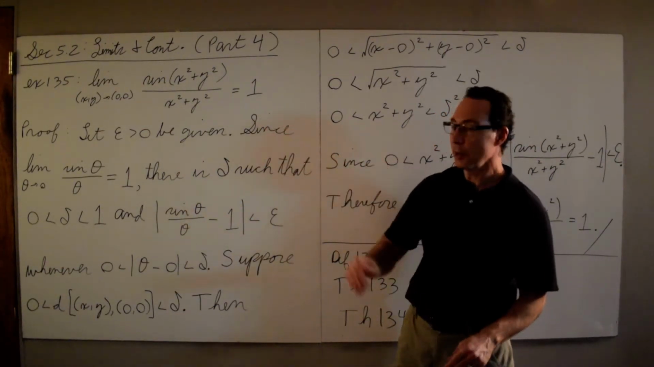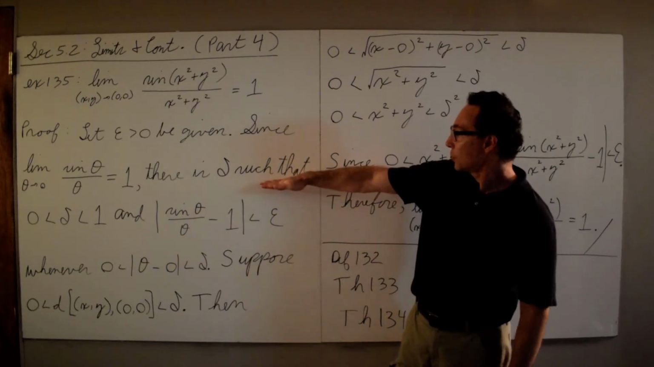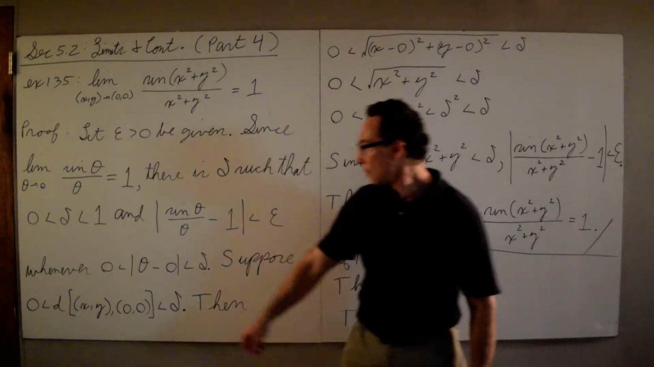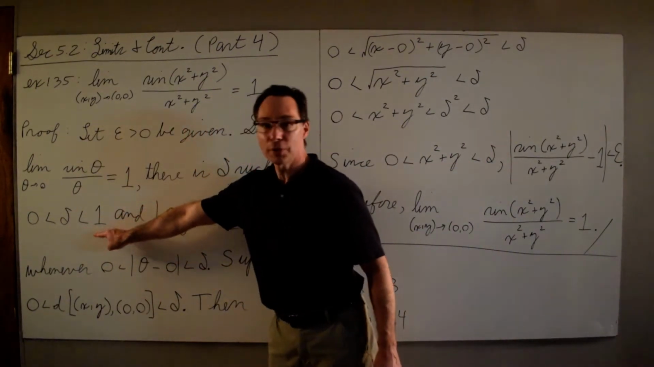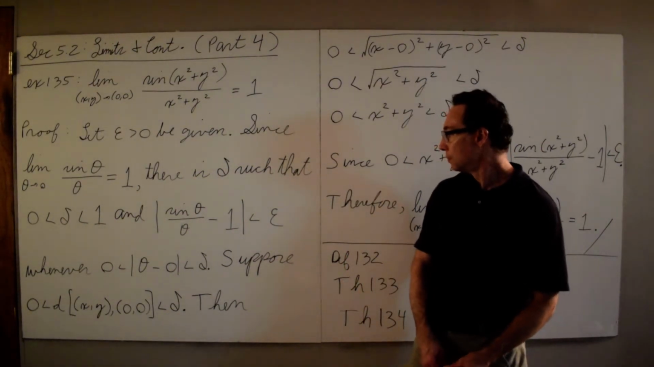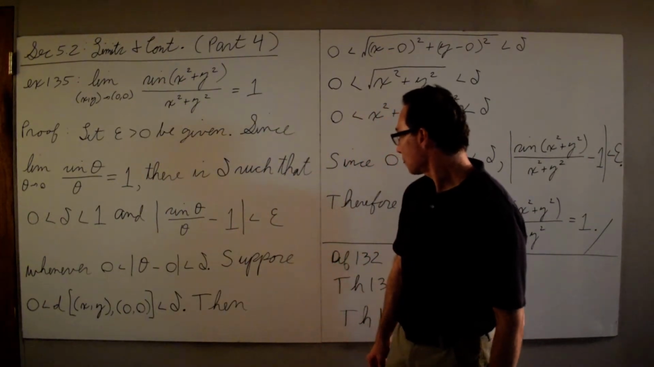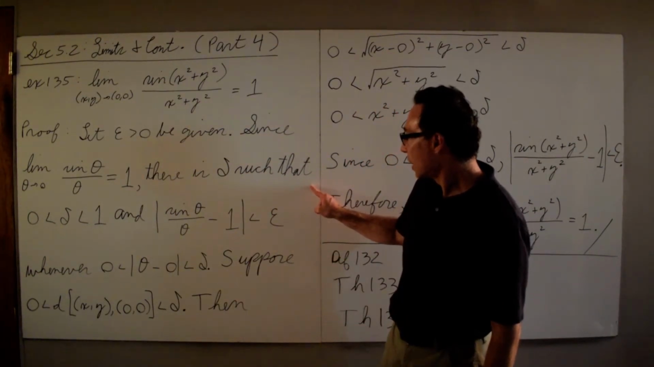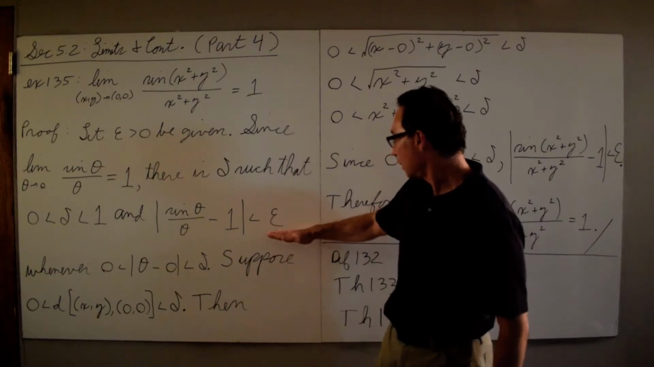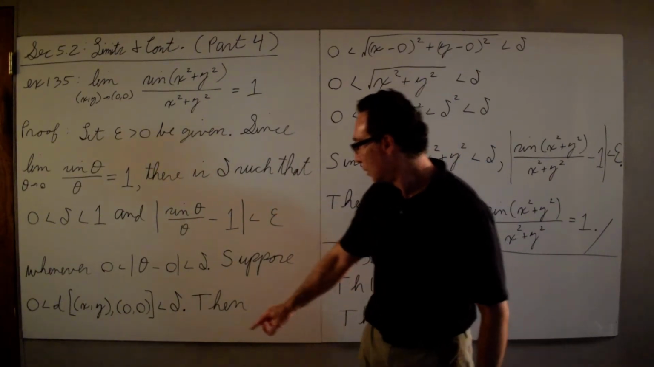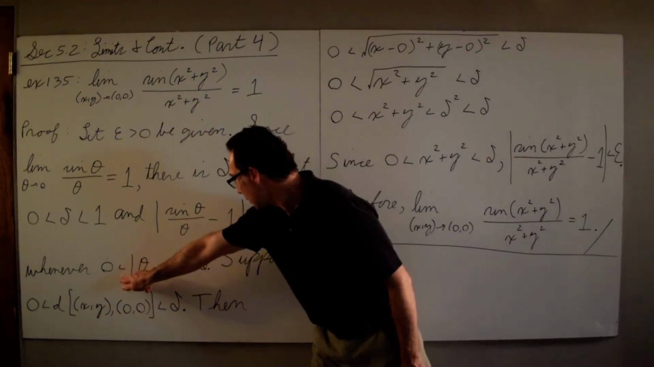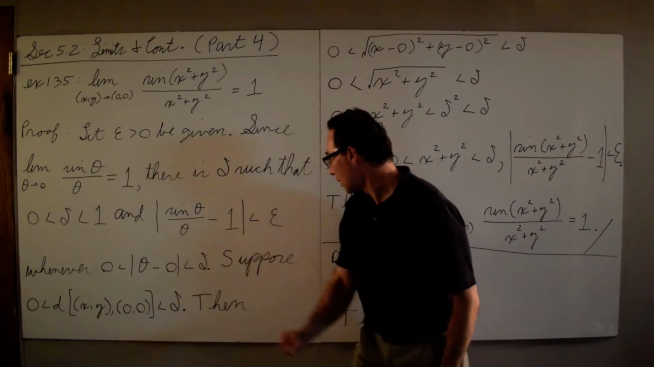So let epsilon greater than 0 be given. Because of this thing that we learned in Calc 1, we know that there's a delta greater than 0, but we're going to also take it to be less than 1. And we'll see why that is when we get to the end of the proof. Such that the absolute value of sine theta divided by theta minus 1 is less than epsilon whenever theta and 0 are close. So whenever 0 is less than the absolute value of theta minus 0 is less than delta.